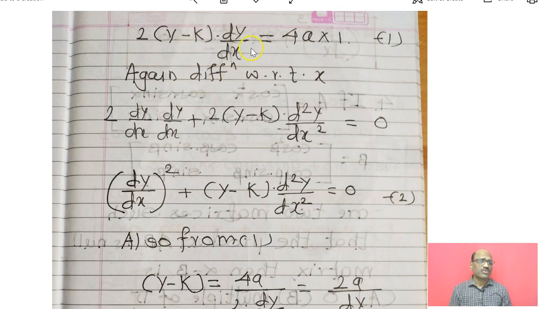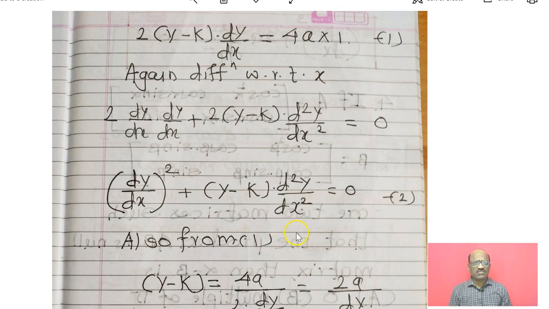Here we will apply the product rule. That is the 2 times. Now we find the derivative of y minus k, which is dy by dx, into this dy by dx, plus 2 in brackets y minus k into the derivative of dy by dx, that is d2y by dx2. And on the right hand side there is a constant, which is 4a. The derivative of a constant is 0, and therefore, dividing both sides by 2, we get (dy by dx) whole square plus (y minus k) into d2y by dx2 equals 0.